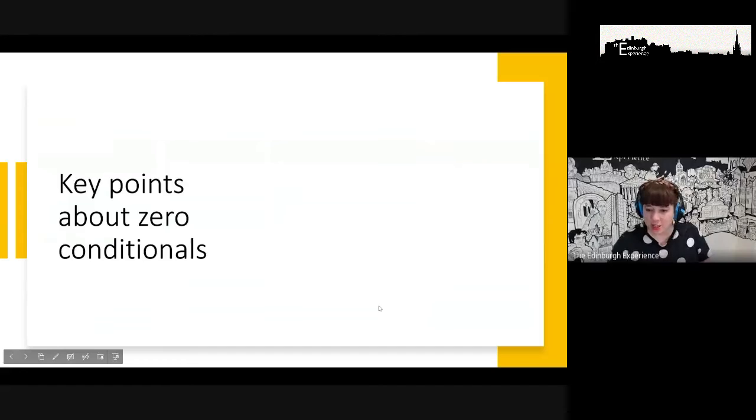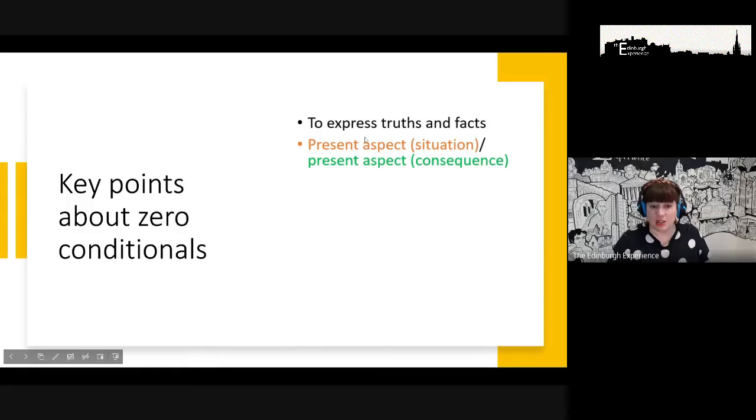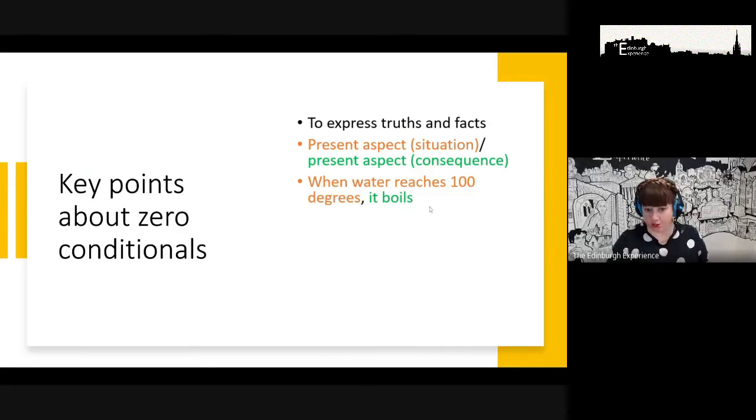Okay, so let's begin by looking at some of the key points to discuss about 0 conditionals. Remember that we use a 0 conditional to express truths and facts, okay? And we construct that with the present aspect in our situation clause and also the present aspect in our consequence. So remember, a conditional always has a condition. It's got to have 2 sides. So you have the situation and the consequence of that, or the result. For example, when water reaches 100 degrees, that's my situation, the consequence of that is it boils, okay? And that is a fact.